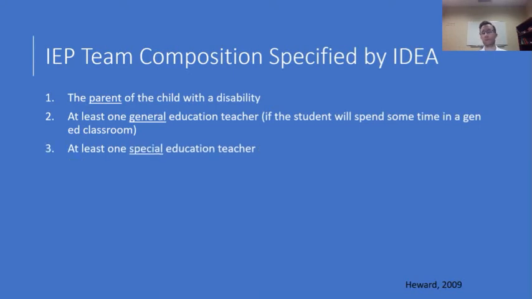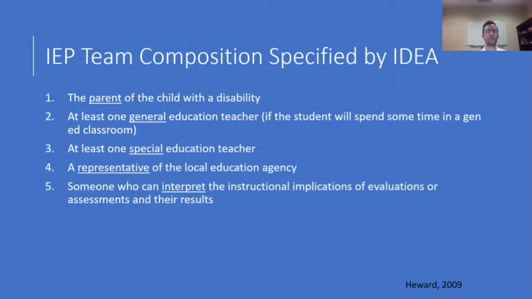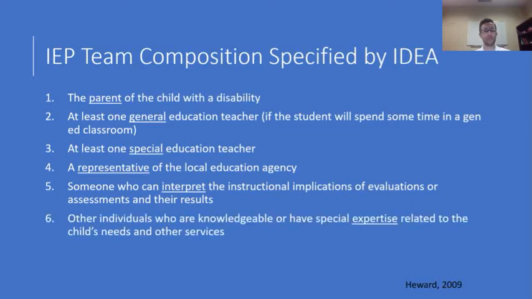3 is at least one special education teacher. 4 is a representative of the local education agency, in other words, a representative of the school or school district. 5, someone who can interpret the instructional implications of evaluations or assessments and the results, because what good are the assessments and evaluations if there aren't folks in the IEP team who can appropriately and accurately interpret the results and make informed decisions based on those results.